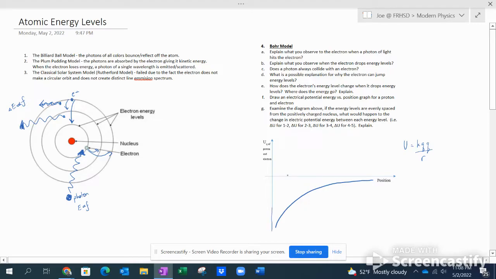Now, what they're asking to draw here are spots of equal position away. So you can almost think of this in terms of various distances. And what you end up getting here are spots where, while the distances are equal, the change in energy gets smaller and smaller as the proton and electron get further and further away, for the same change in position.